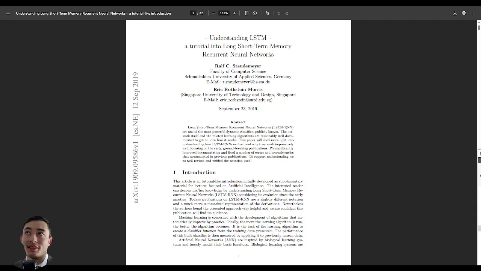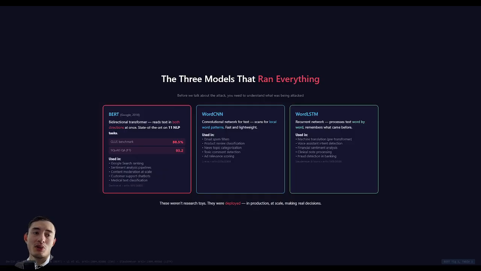And last, we have LSTM, which stands for Long Short-Term Memory. It was a type of recurrent neural network that reads text one word at a time, while remembering important earlier words, allowing it to understand sequences and context, and it was widely used for tasks like machine translation, fraud detection patterns in banking transactions, and the early models of voice assistants. Now, these models were actually deployed in production and they were making real decisions. So if you could fool them, then you could fool the systems that relied on them.